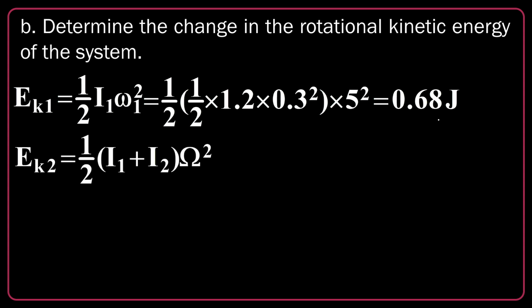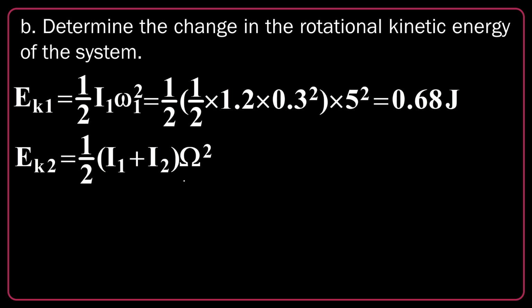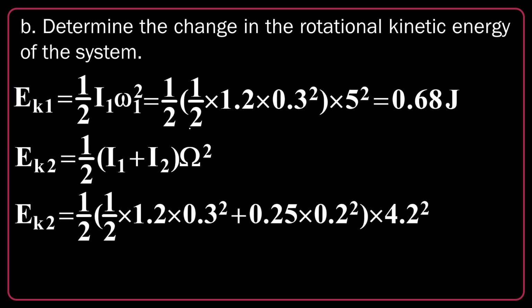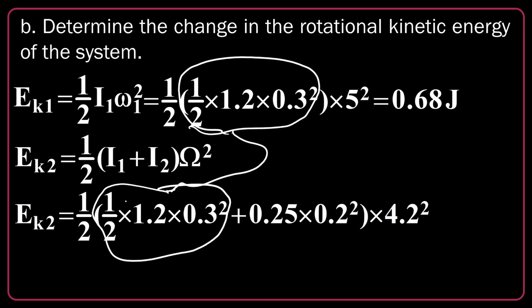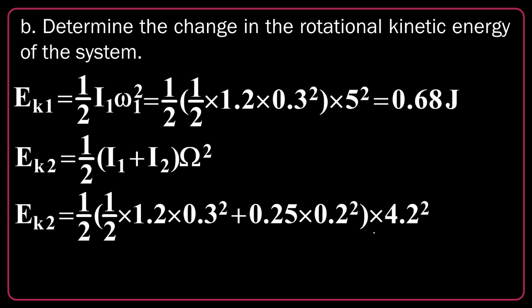Then for the combination, I1 plus I2 here, a half of total I omega squared, and we already found the omega. Let's plug in the values. You see we have again the same I here for the disk, and this is the I for the point mass, mr squared. And this is the final omega. We found it in the previous part A. Then it's going to be 0.57.